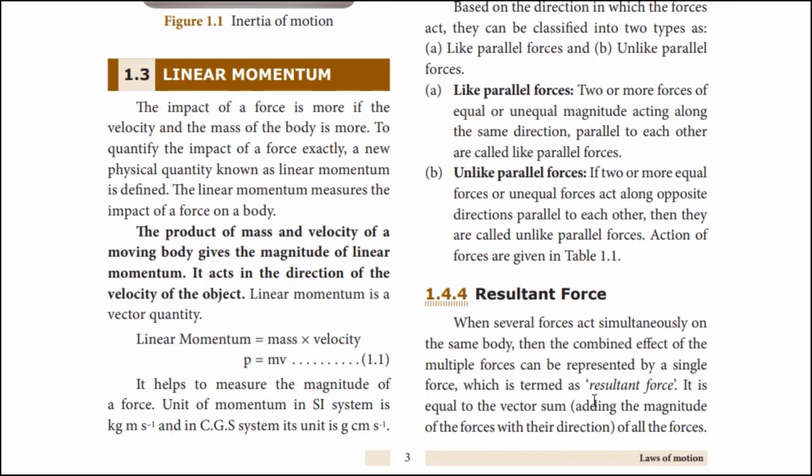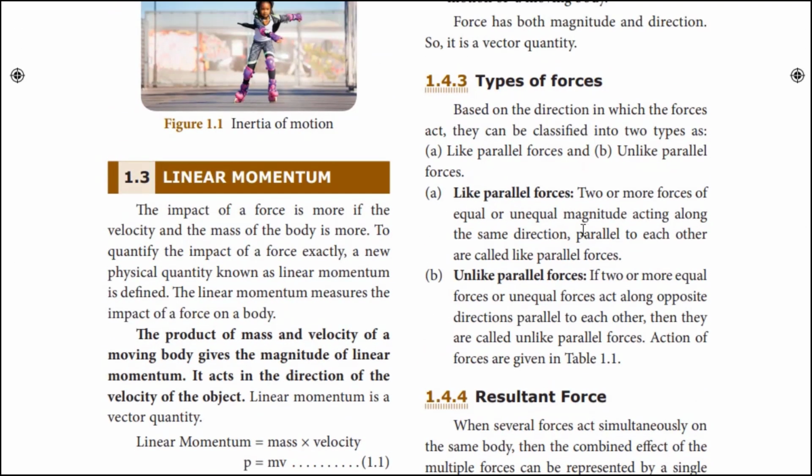What are the types of forces? We define the types of forces as two. One is like parallel forces, the other one is unlike parallel forces. Two or more forces of equal or unequal magnitude acting along the same direction. Note the point: the force should act along the same direction. This point is very important. The forces should be acting along the same direction and parallel to each other, and are called like parallel forces. The magnitude may be the same or unequal but acting in the same direction, they are called parallel forces.